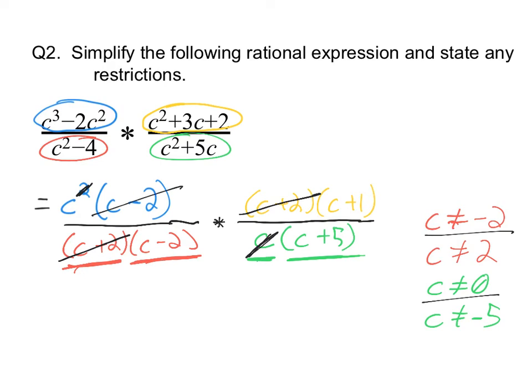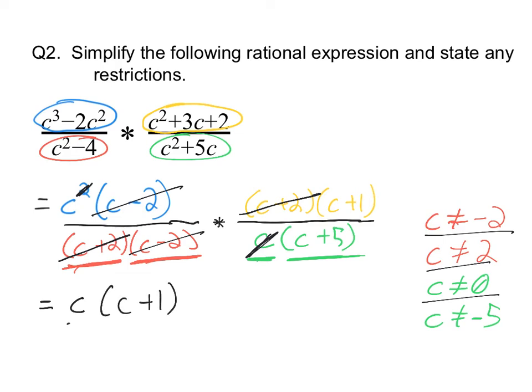I have c minus 2 in the numerator and denominator. They will divide to give me 1, again, provided that c is not equal to 2. And I don't see anything to simplify any of these other factors with. So the simplified expression would be c times c plus 1.